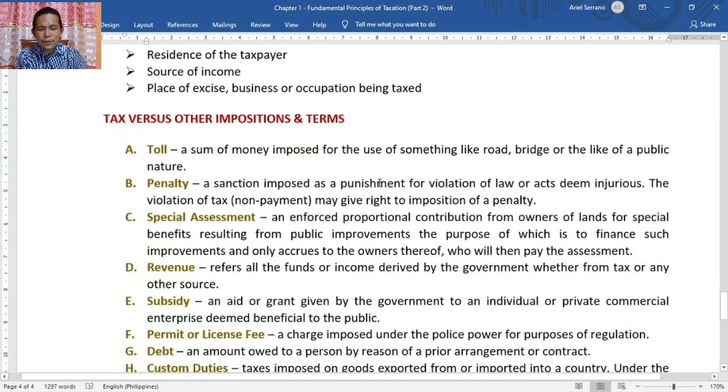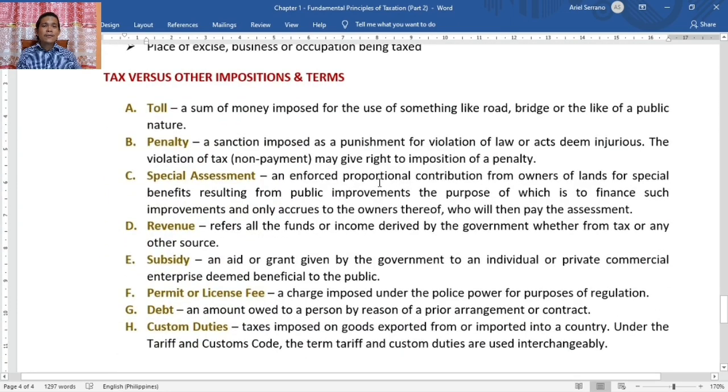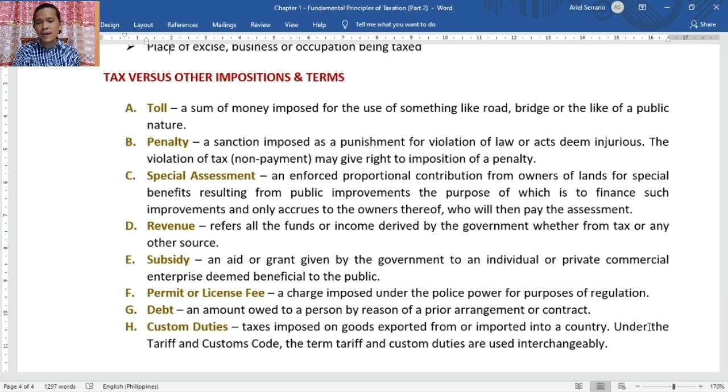Okay. Now, pag-usapan natin yung tax as compared sa mga other impositions or other terminologies. And these are not really the same as tax. Okay, pag-usapan natin yung toll. Pag sinabi kasi nating toll, that is a sum of money imposed for the use of, ang pinaka-common dito ay mga use of road, use of bridges, or other public infrastructure. So, dahil nakikinabang ka, dahil gumagamit ka ng kalsada, you have to pay for a toll. Kaya nga, very common dito, lalong-lalo na yung mga may sasakyan, nagagawi kung saan-saan, napunta ka ng NLEX, napunta ka ng SLEX, North or South, meron tayong toll fee na binabayaran. So, that is an example.